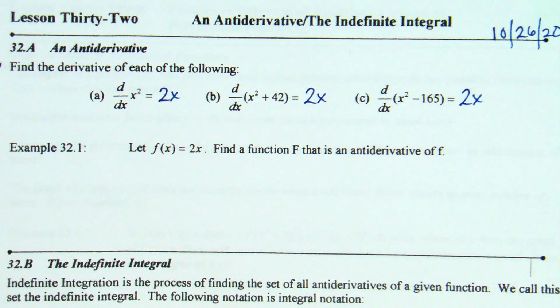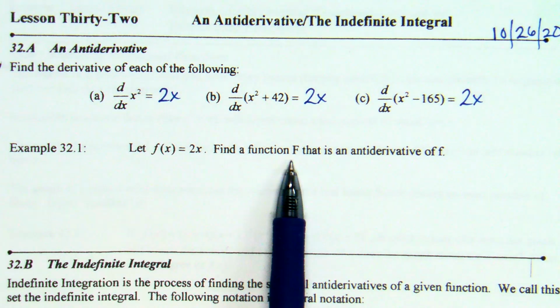Noticing a trend there? Always 2x, right? No, that's not the trend I'm looking for. So those are all taking the derivatives. Antiderivative is going backwards. So this says let f of x equal 2x. Find a function, capital F, that is an antiderivative of f.